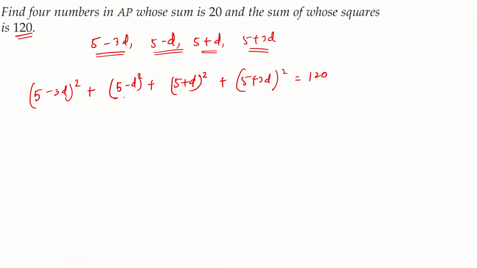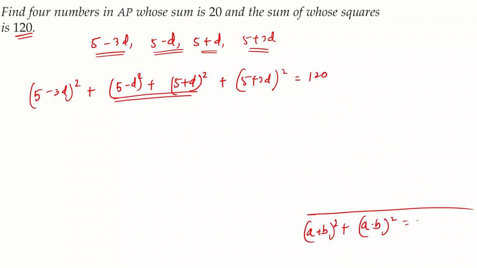So if you add these two, what do you get? Remember, there was a formula that you might have learnt in your class 10, that A minus B the whole squared plus A plus B the whole squared is 2 times A squared plus B squared. Let me write it down for you. So the formula was A plus B the whole squared plus A minus B the whole squared is equal to 2 times A square plus B square.